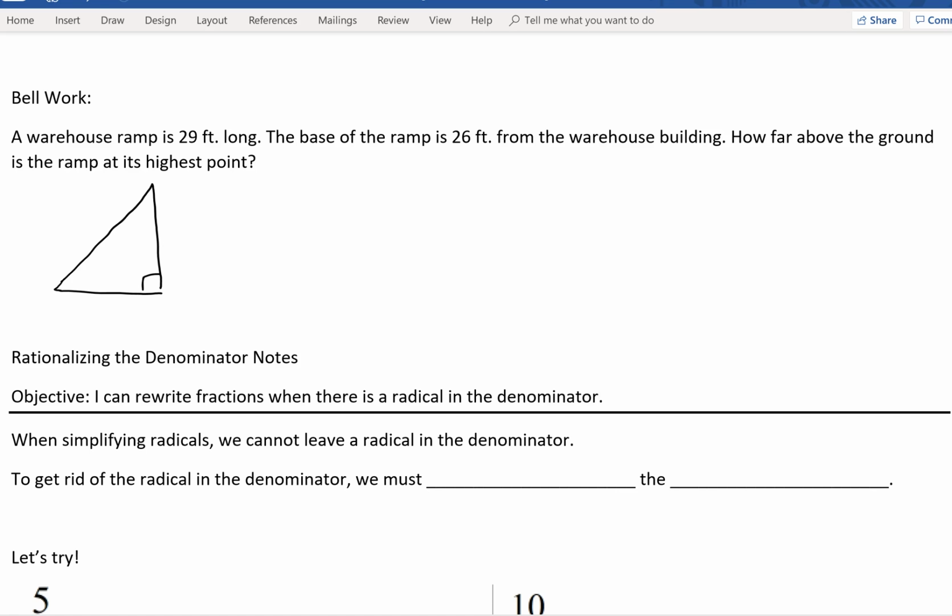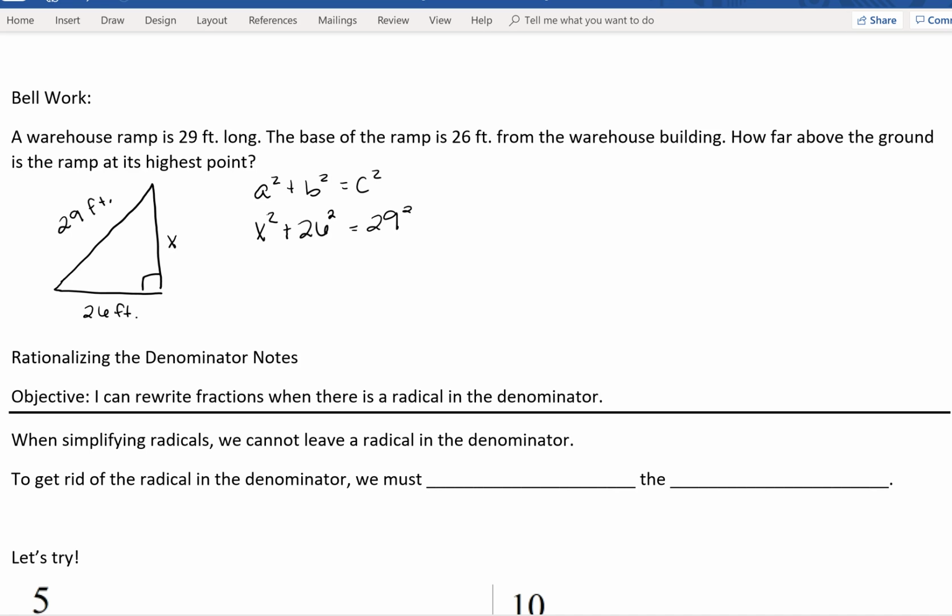The hypotenuse here is representing the ramp that's 29 feet long. The base, it says, is 26 feet, and you are trying to find how far above the ground it is. So since it's a right triangle and we know two of the three sides, we're going to use Pythagorean theorem to solve for the missing. Now we're solving for a leg here, so I'm going to substitute that in there for A, 26 in for B, that's the other leg, and then the hypotenuse is 29.